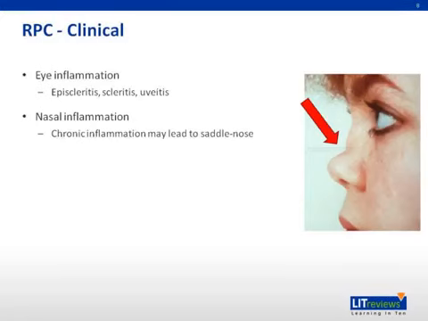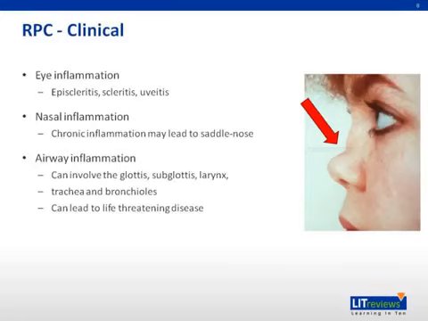A serious manifestation that can lead to significant morbidity is inflammation of the airway cartilage. Inflammation in RPC can affect many parts of the airway, including the glottis, subglottis, larynx, trachea, and bronchioles. As noted, involvement here can lead to a narrowing or stenosis, which can be life-threatening.